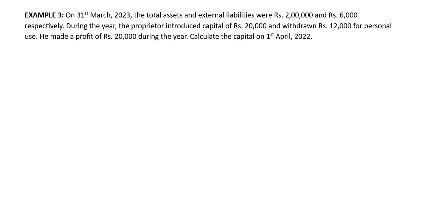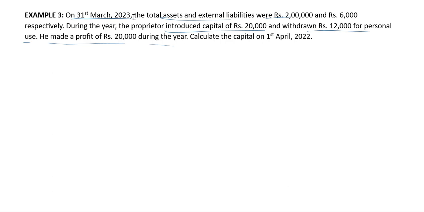Example 3. On 31st March 2023, the total assets and external liabilities were rupees 2 lakh and rupees 6,000 respectively. During the year, the proprietor introduced capital of rupees 20,000 and withdrew rupees 12,000 for personal use. He made a profit of 20,000 during the year. Calculate the capital on 1st April 2022. So they've asked us to calculate the opening capital.